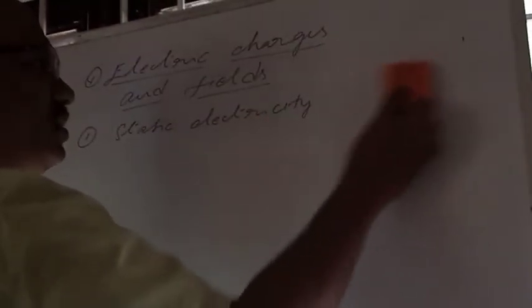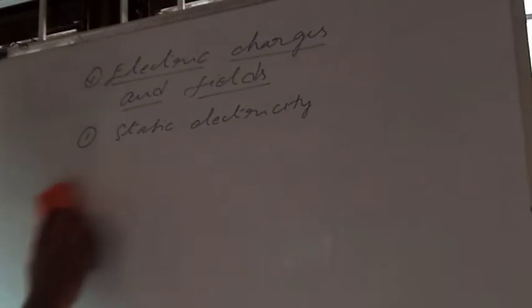These 2 chapters come under static electricity. This is the 4th chapter in our syllabus and this is the 5th chapter in our syllabus. So first we are going to discuss electric charges and fields. This chapter comes under static electricity, which can also be called electrostatics.